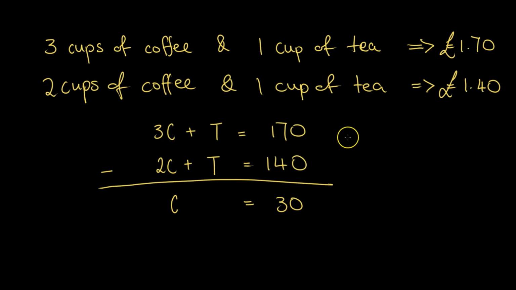And this is how we approach solving simultaneous equations. We can use this method here to subtract one from the other to eliminate one of the variables. So this is called the elimination method.